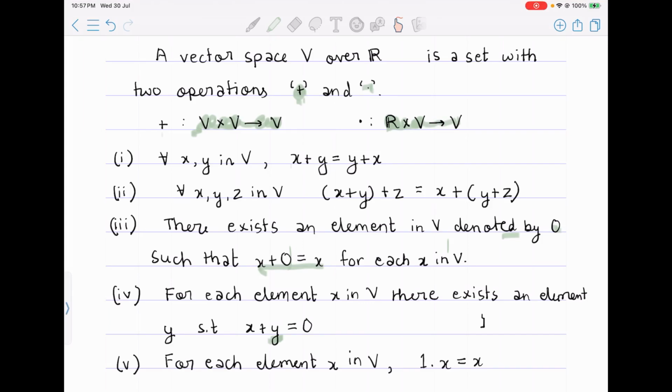I will talk about examples later. Let me just state the vector space definition. For every x, y in V, x plus y is equal to y plus x. And for every x, y, z in V, if you add x plus y first, then add z, or if you first add y plus z and then add it to x, this side and this side should be equal.